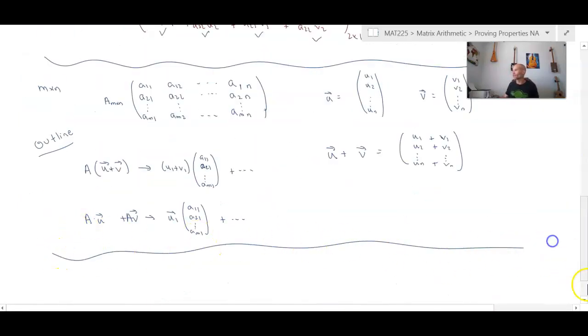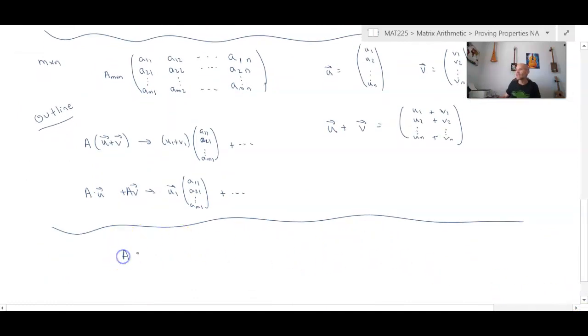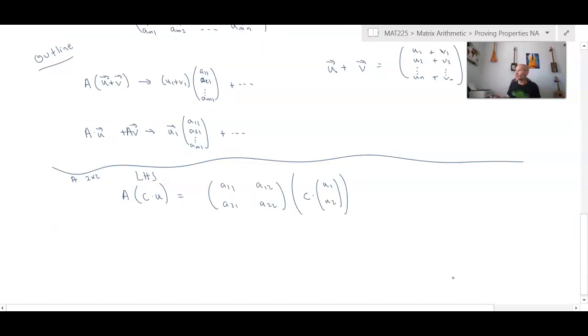Okay, let me do a brief illustration of this again. We'll use the same A, c, and u as in our 2 by 2 case for A. So if I take A times c times u, what would that look like? That's our left-hand side of the property. That would be a11, a12, a21, a22 times some number times the u vector. I encourage you to pause and try this on your own. We're just going to make the left-hand side look like the right-hand side. Based on what we do first, we do what's in parentheses, so this would just get copied down.